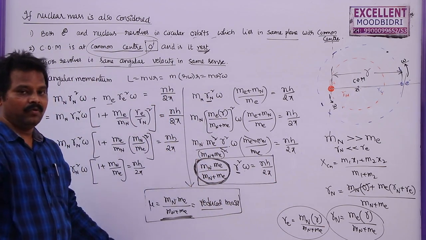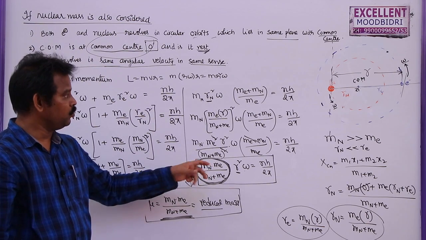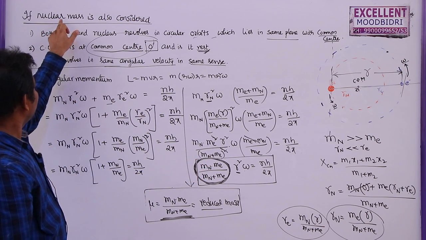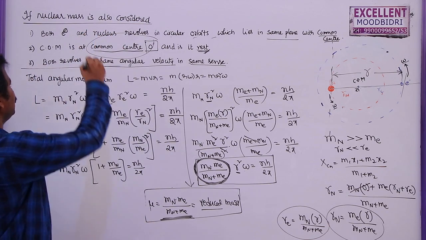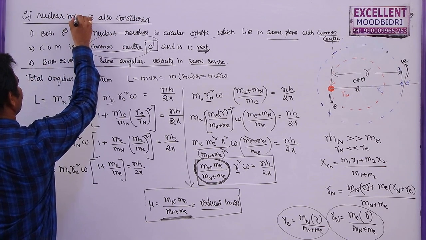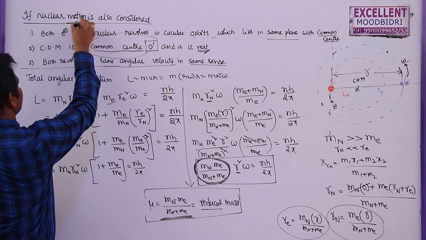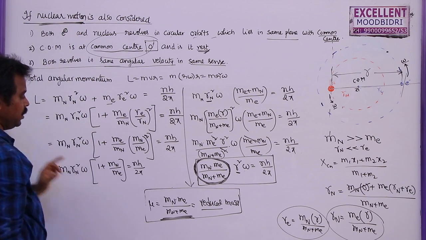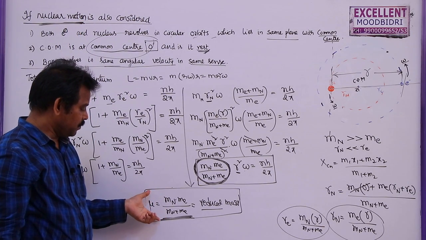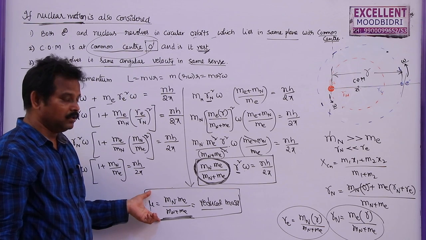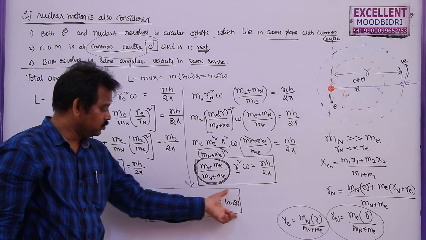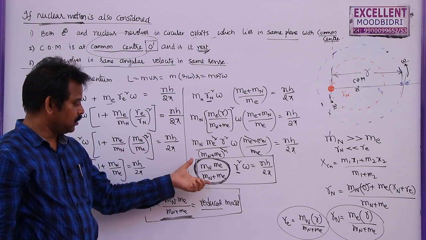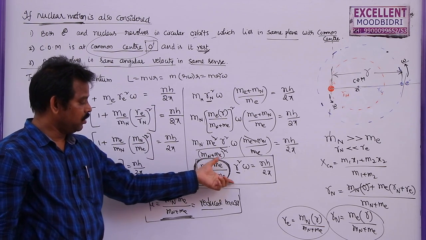But till now we have not considered the motion of the nucleus, but today we are considering that nuclear mass as well as nuclear motion is considered here. If you consider nuclear motion, then in each and every step, instead of mass of electron you have to write reduced mass. Instead of mass of electron for angular momentum you have to write reduced mass.